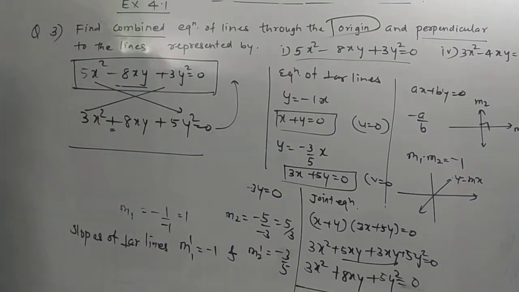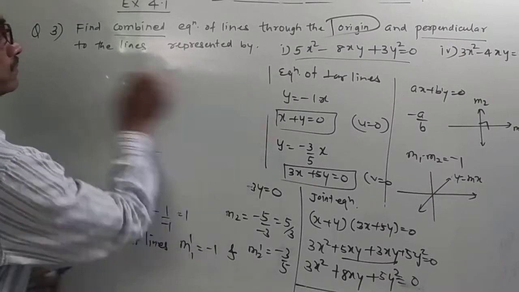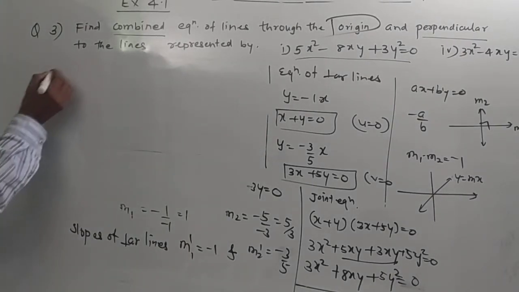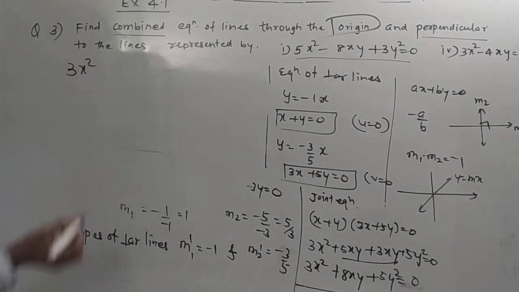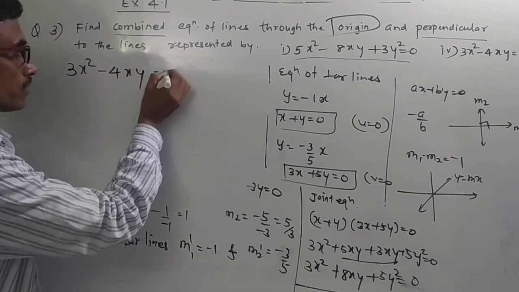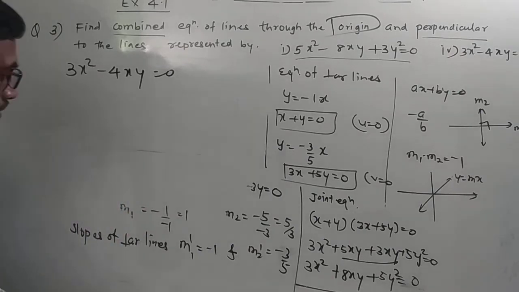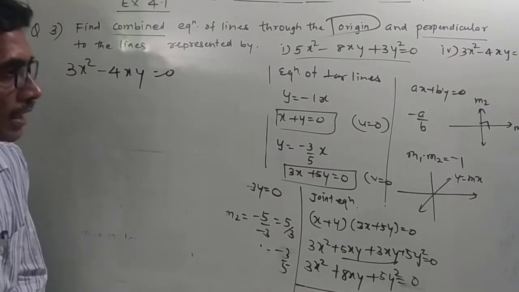Let us attempt the next question, which is 3x square minus 4xy is equal to 0. So first of all we will find separate equation of this line. So we find separate equation of the lines.